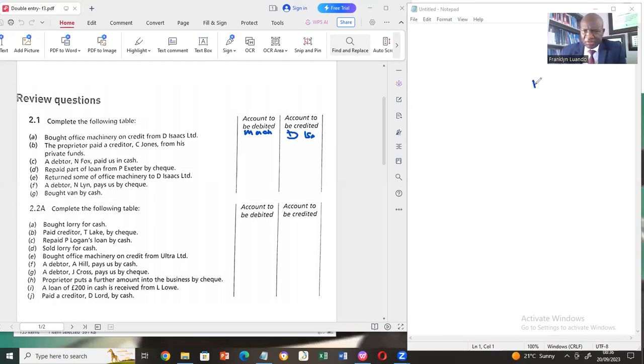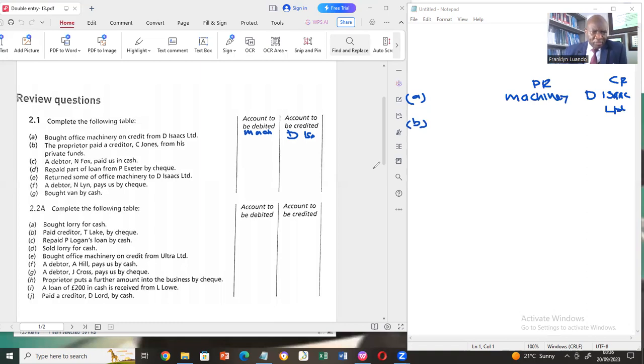So we debit the machinery account because that's what we are receiving, and we are going to credit D. Isaac Limited. That's what is giving the machines. So debit the receiving account and credit the giving account. We go to B.